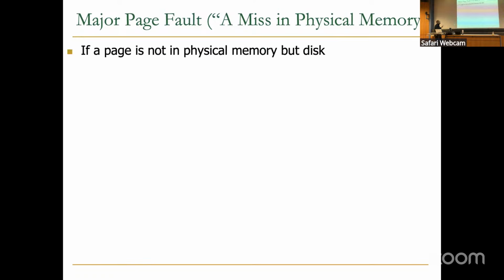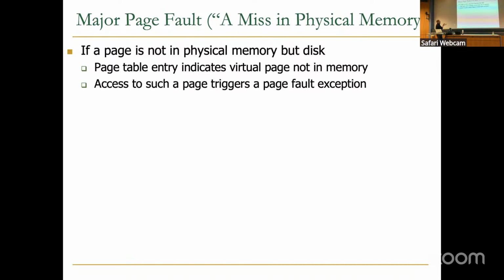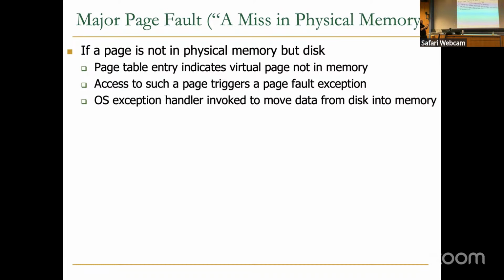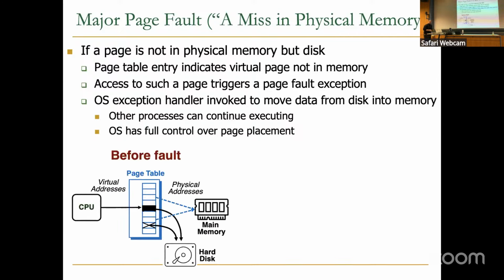So if the page is not in the physical memory, but on the disk, then the page table entry indicates that the virtual page is not in memory. Access to such a page triggers the page fault exception, and the OS is invoked to move the data from the disk to the memory. Other processes can this way continue executing. The OS has full control again over the placement, and the way this happens is the following.